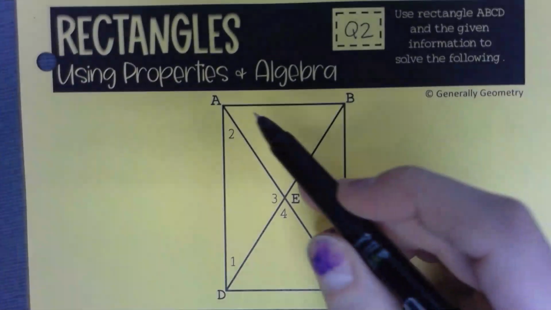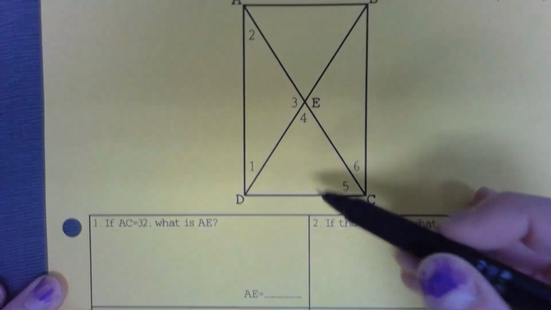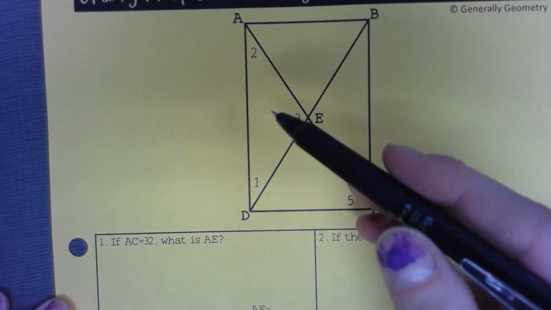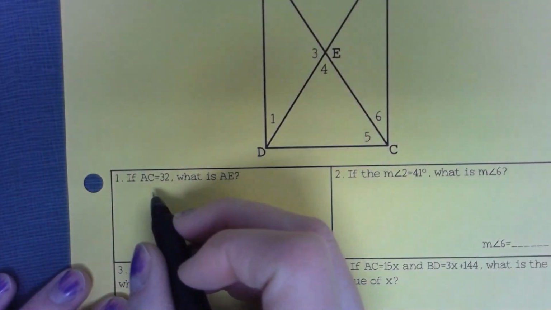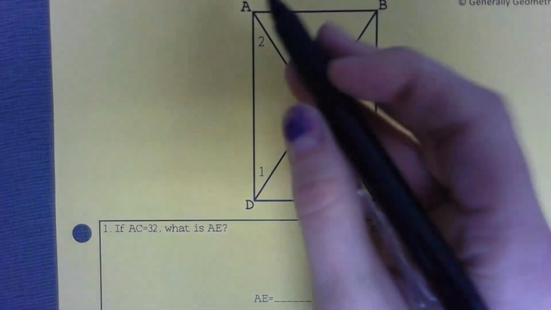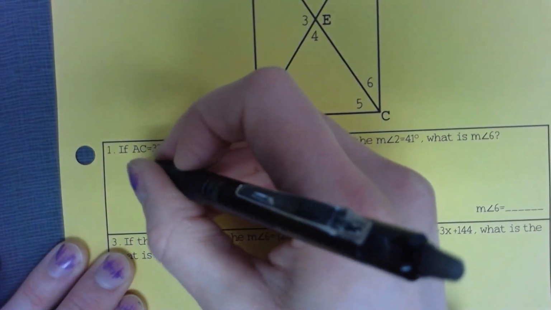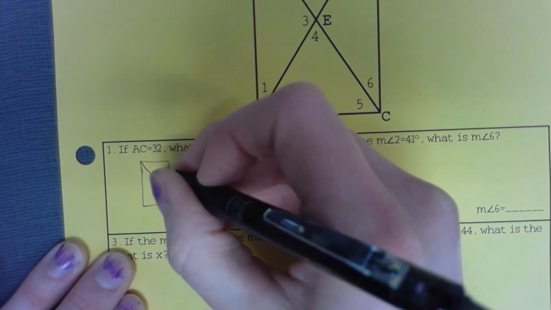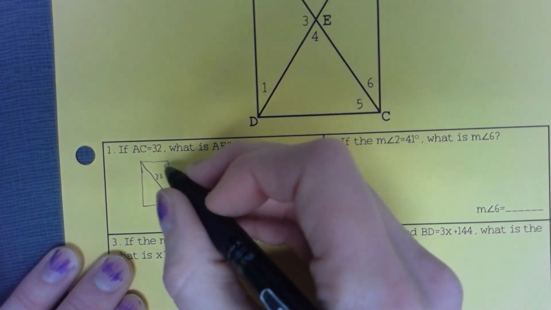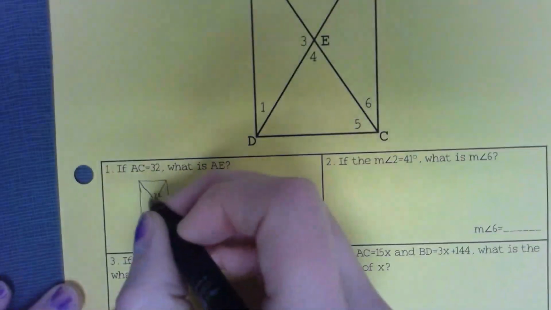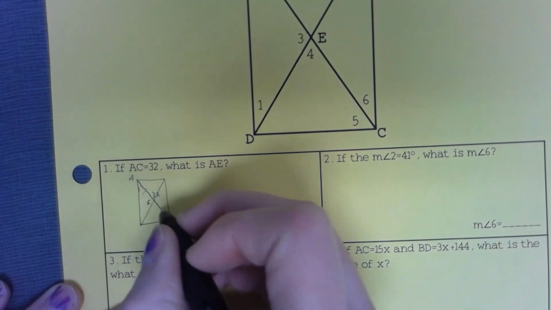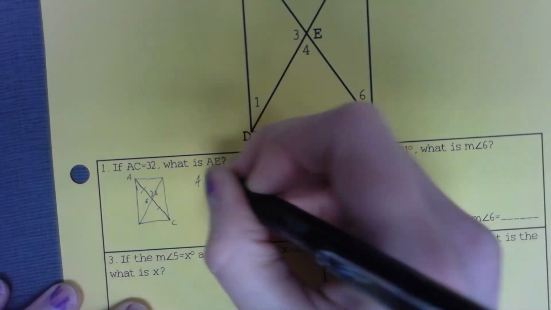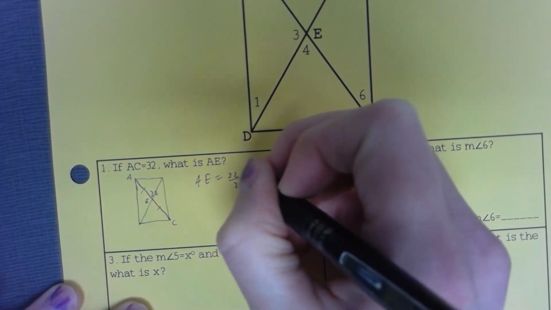So here we got our rectangles. We have this example rectangle here, ABCD, with some angles 1, 2, 3, 4, 5, and 6. And it says if AC is 32, so AC being that diagonal, what is AE? AE is just half of that. So AE is 32 divided by 2, so 16.